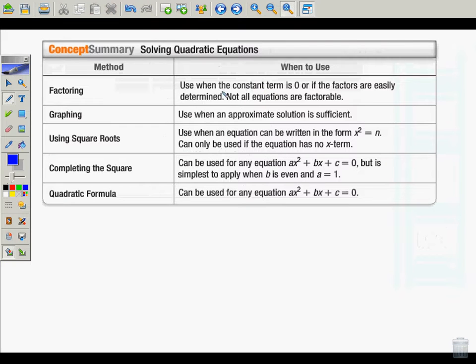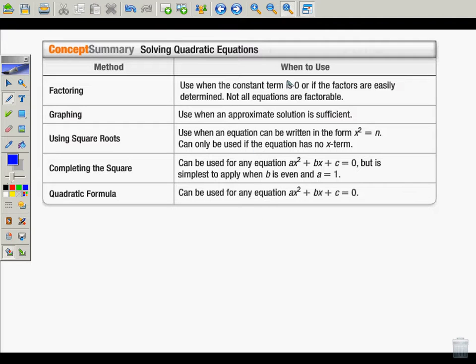Just got a table. It's talking about all the different methods of solving quadratic equations. You've got factoring, grouping, using square root, which kind of goes along with completing the square, and the quadratic formula. I'm not going to read through all these.